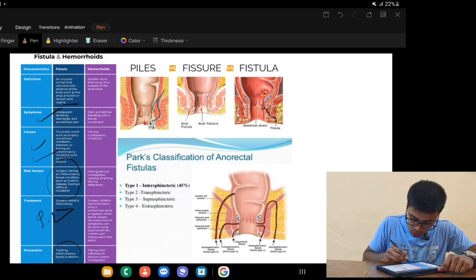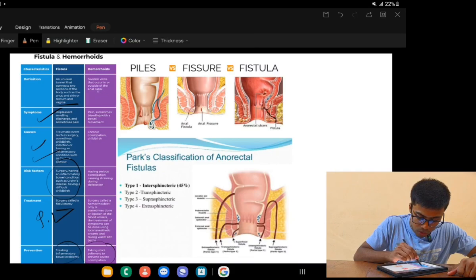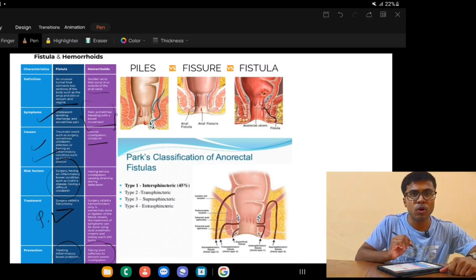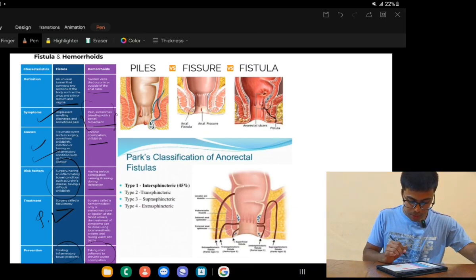Treating inflammatory bowel problems can prevent fistula. And for hemorrhoid, taking stool softeners can prevent hemorrhoids. In hemorrhoid we know there are swollen veins, pain, and sometimes bleeding with bowel movement. Chronic constipation and childbirth can cause hemorrhoids. Then risk factors, we know this: having serious constipation and straining during defecation is one of the complications.